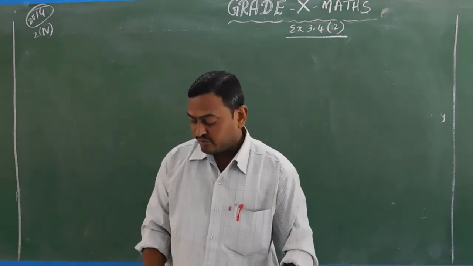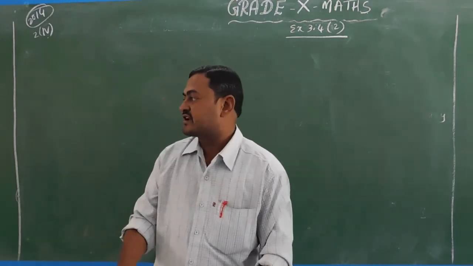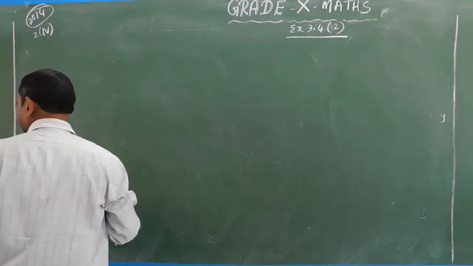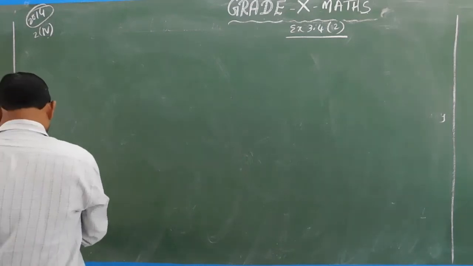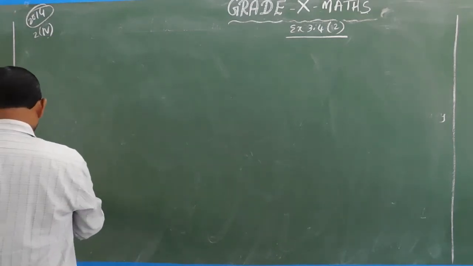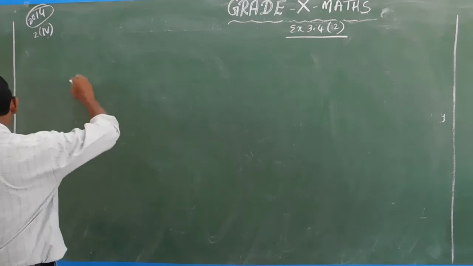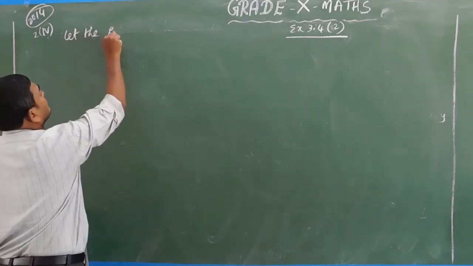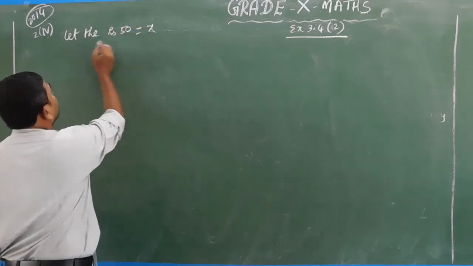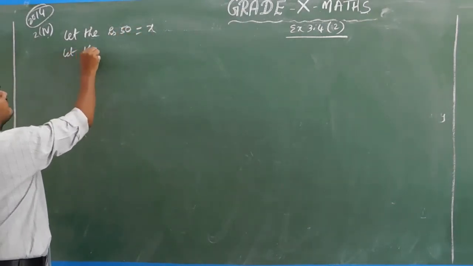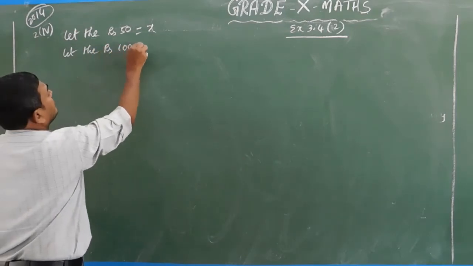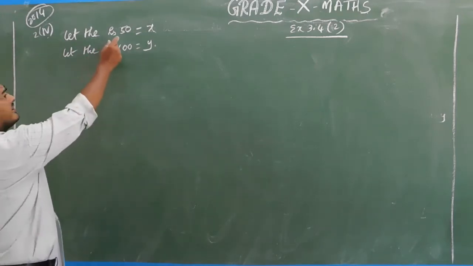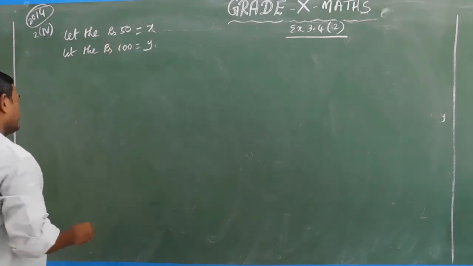So here we want to write the selection of variables. There are two variables. One is 50 rupees and second one is 100 rupees. Let the rupees 50 be x. Let the rupees 100 be y. X will be 50 rupees and y will be 100 rupees.